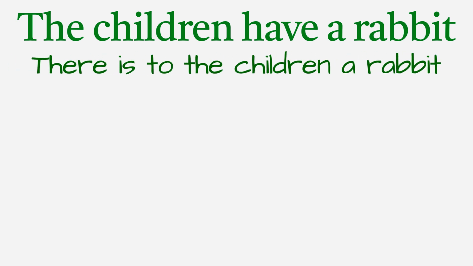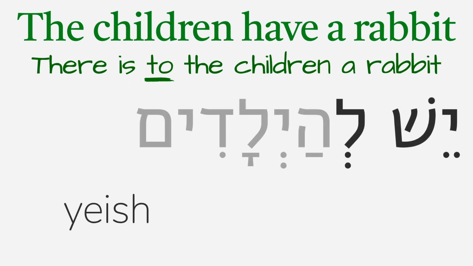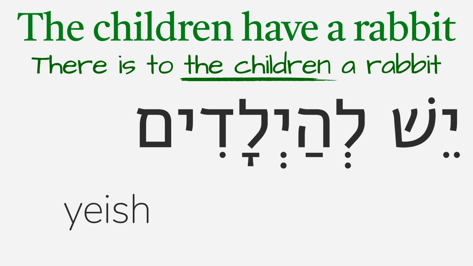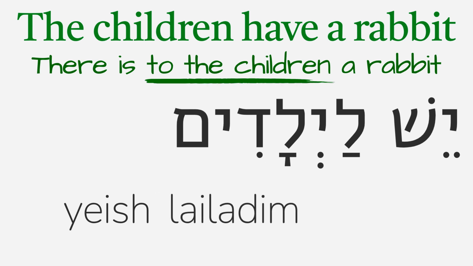So to say the children have a rabbit, the Hebrew expression will be there is to the children a rabbit. There is yesh, to is la, and onto la we add hayladim, the children. But remember that when we put the preposition la onto a word that starts with a letter he, the letter he and the shva under the lamed will disappear, which leaves us with just layladim, to the children.